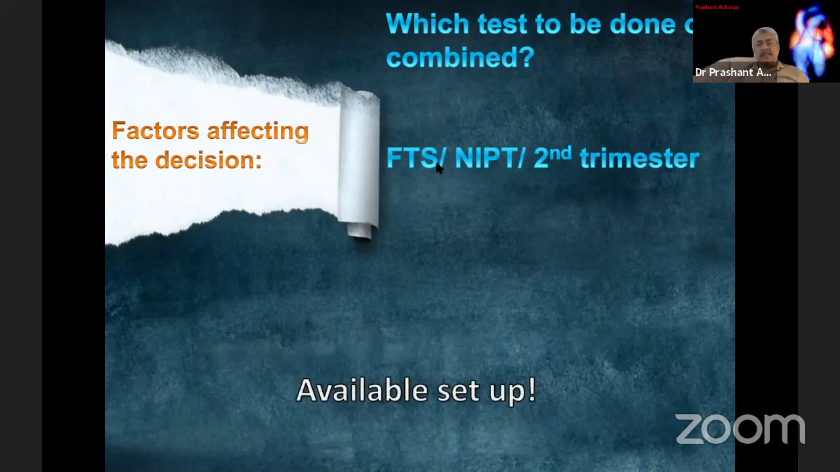Of course, the available setup. If you are working on a small ultrasound machine, and you don't have a good ultrasound machine, then what are you going to do? You can't perform NT, and you can't really help your patient. So it is the available setup with you. I don't blame anyone, but we have to work according to the available setup that we have. When the factor changes, the result changes.